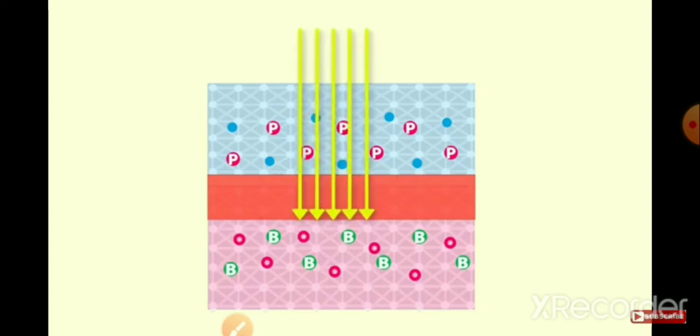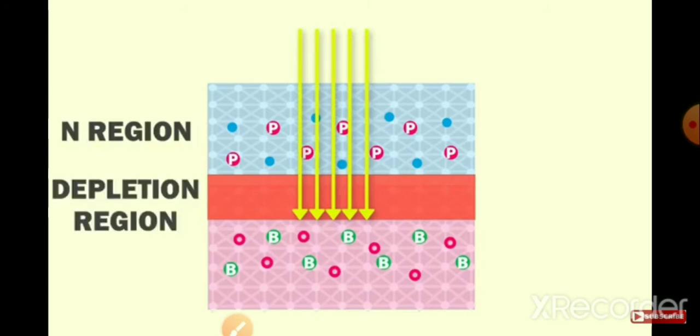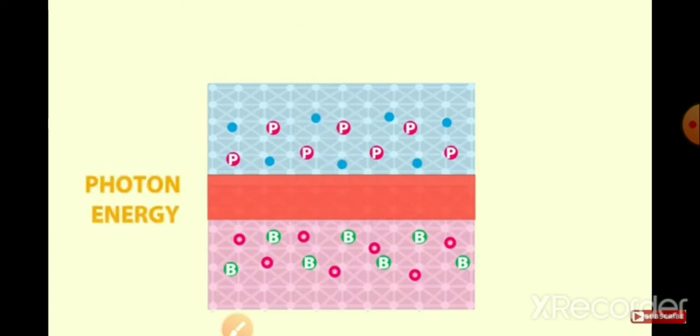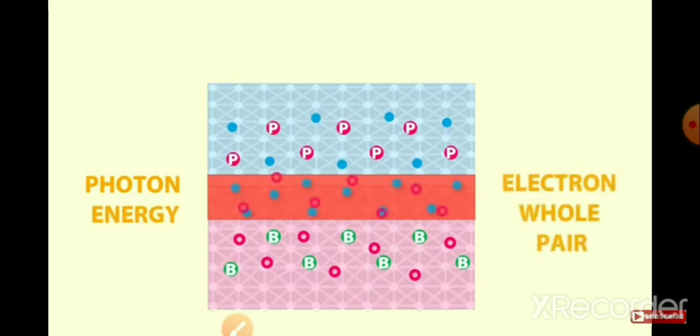When light strikes the photovoltaic cell at the N region, it penetrates through and reaches the depletion region. So here you can see with the red, the depletion region is shown here. As you all know, sunlight energy has photons.